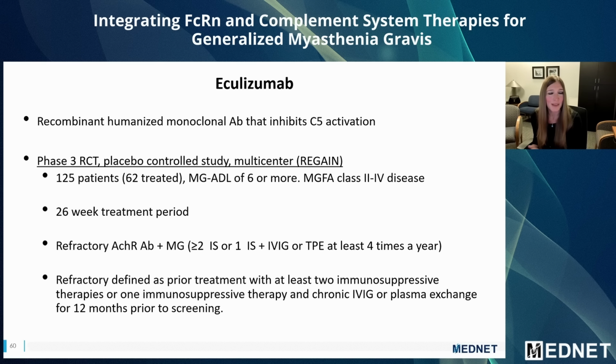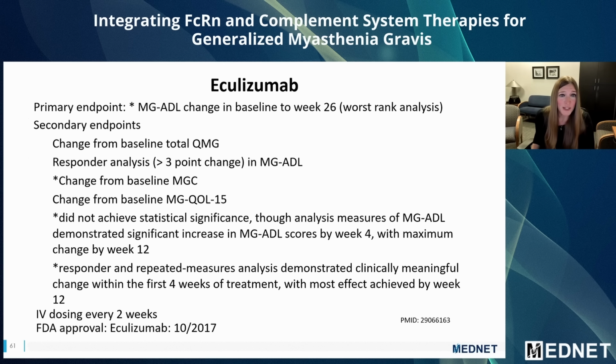So that's another thing to keep in mind with these different drugs, is what was the indication for the trial, because that is what leads to the FDA label approval for those specific patients. So this was approved for acetylcholine receptor positive patients. And they were refractory, defined by either 2 immunosuppressive therapies they tried, or 1 immunosuppressive therapy and chronic IVIG or plasma exchange use, which sometimes is required.